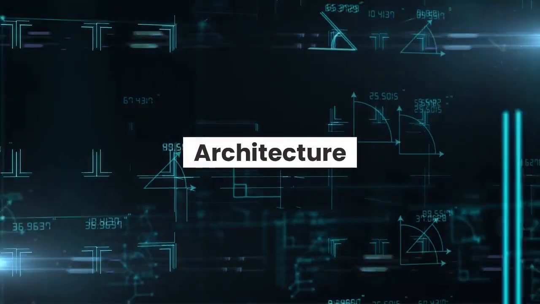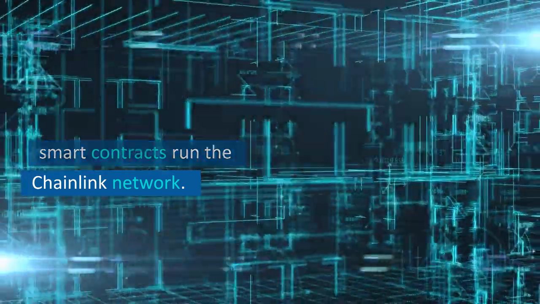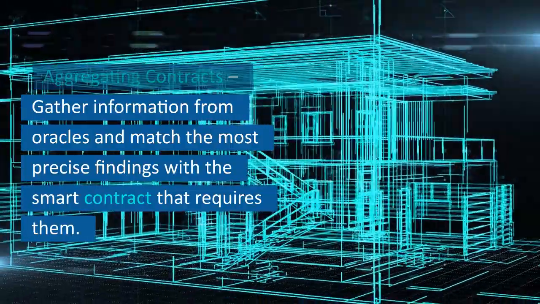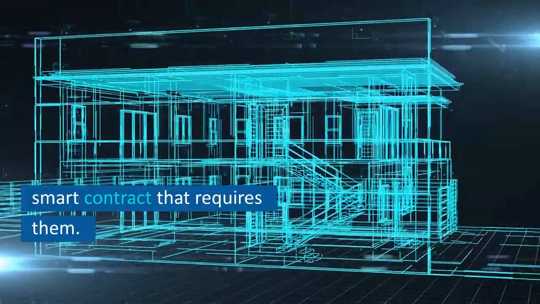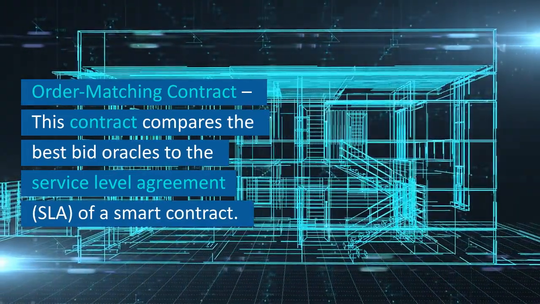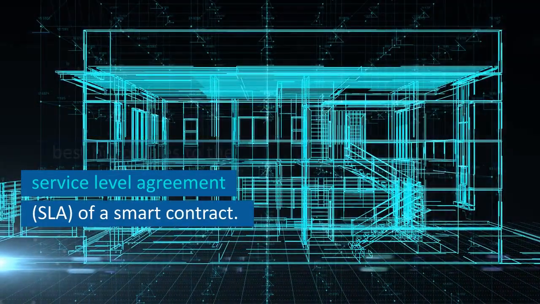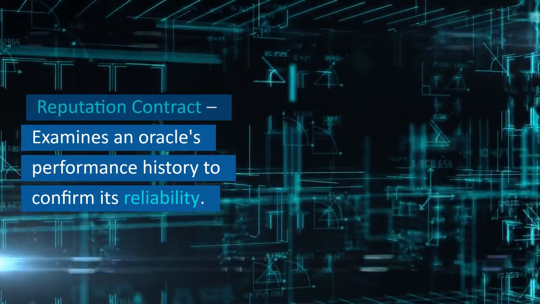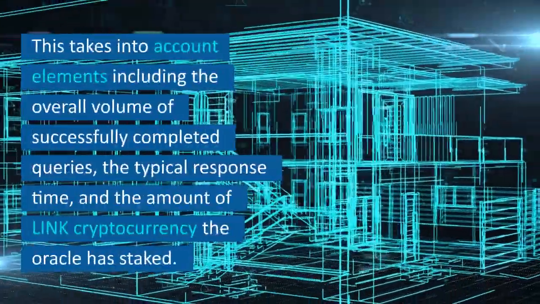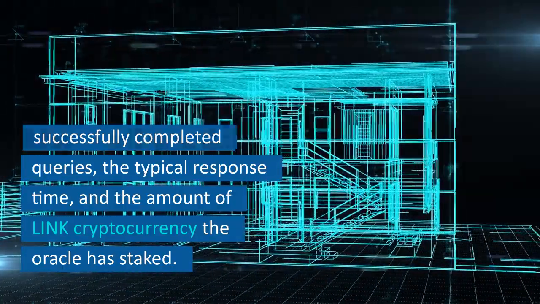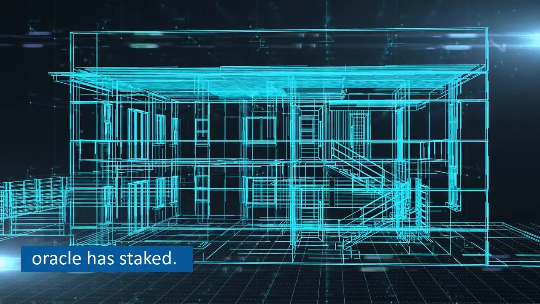Architecture. 3 different types of smart contracts run the Chainlink network. Aggregating contracts gather information from oracles and match the most precise findings with the smart contract that requires them. Order matching contract: this contract compares the best bid oracles to the Service Level Agreement, SLA, of a smart contract. Reputation contract examines an oracle's performance history to confirm its reliability. This takes into account elements including the overall volume of successfully completed queries, the typical response time, and the amount of Link cryptocurrency the oracle has staked.